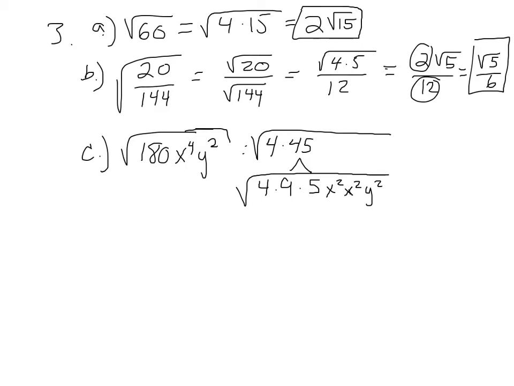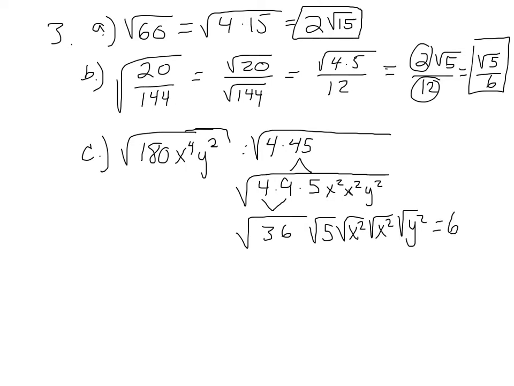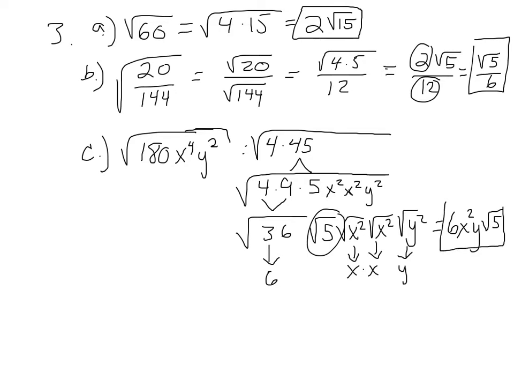Okay, here you have 36 underneath a radical, and you have the square root of 5, the square root of x squared, the square root of x squared, the square root of y squared. You know the square root of 36 to be 6. You know the square root of x squared to be x. And you know the square root of x squared to be x. So x times x is x squared on the outside. And you know the square root of y squared to be y. And you got rid of this, and you're only left with this. Well, we don't know the square root of 5, so we can just leave it like that. Here we have it.